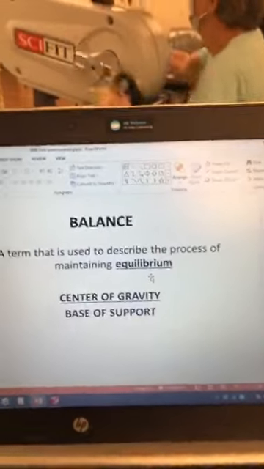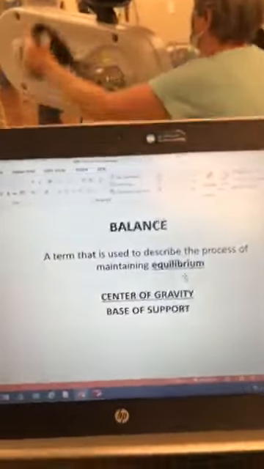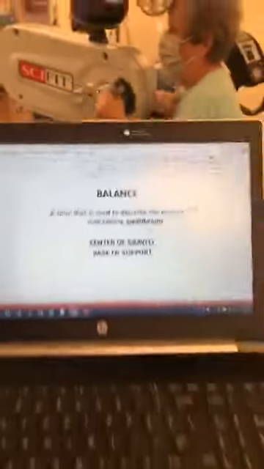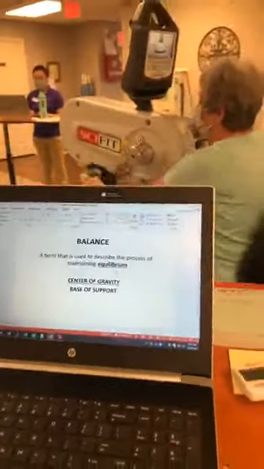If we don't have balance, then we have what we call the F word around here. That is a fall. But we try not to use the F word here. So the center of gravity remains over the base of support. Well, in order to do that, we're going to use three main senses. And the first sense that we're going to talk about is the one that everybody associates with balance, and that is our inner ear.